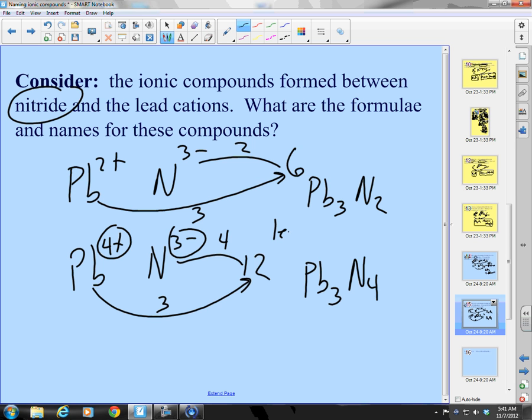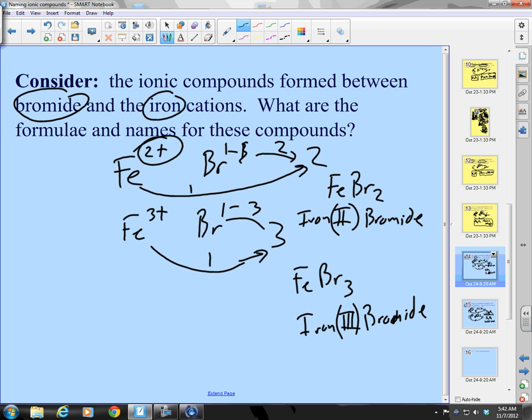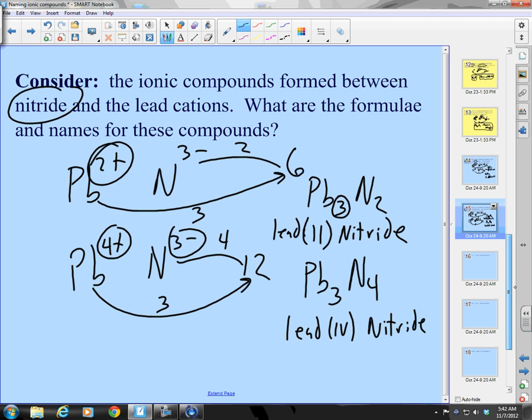This would be lead what? 1, 2, 3. Lead 3? No, it's not. Not this number. What goes in parentheses? Not the subscript, but the charge, right? Lead(II) nitride. And what's this? Is this lead 3? No, it's not lead 3. It is lead(IV). Lead(IV) nitride. Got it? Cool. Excellent.